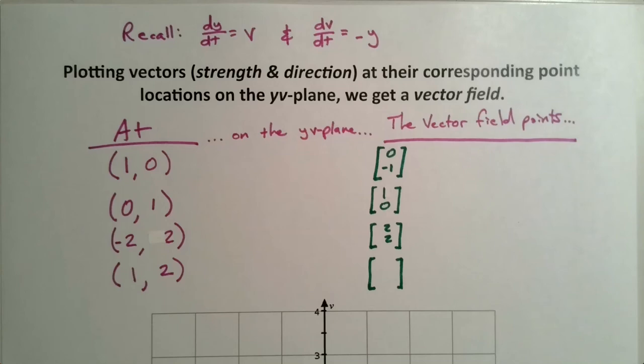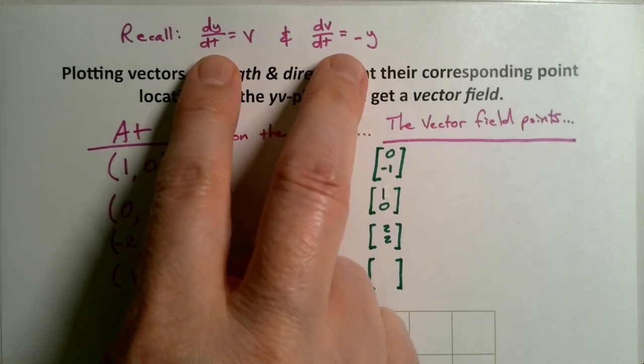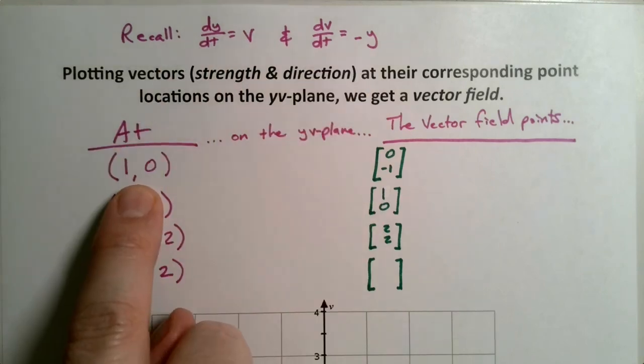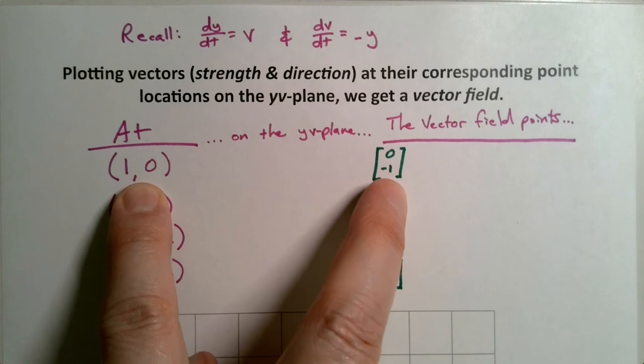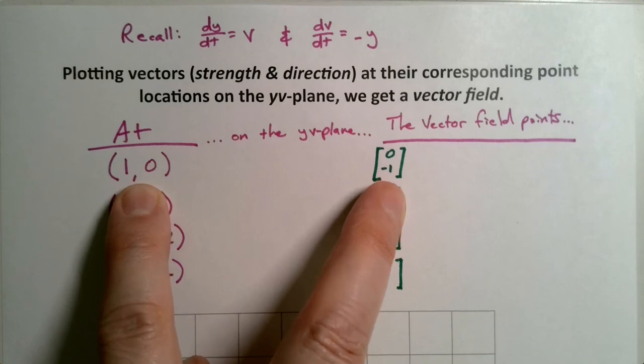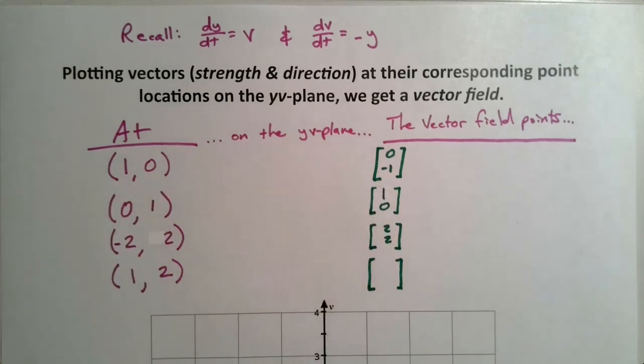So we left off having discovered that we can use matrix operations to figure out what's going on in a vector field. And just to recall, those were the differential equations that we had simplified into a matrix. And if you remember, at the point (1, 0) on the yv plane, we found out that the vector field is pointing in this vector direction, (0, -1), or if you want to think of it that way, right 0, down 1.